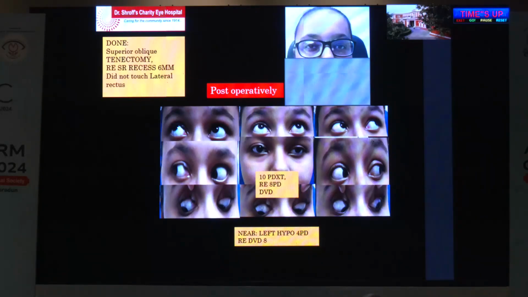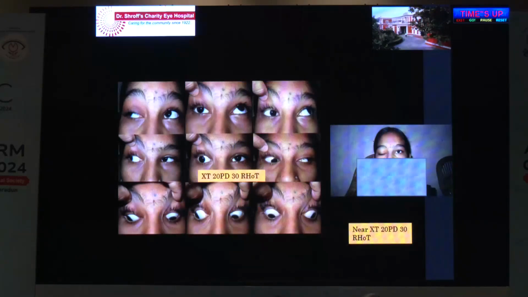Because there was also a DVD, I did a right superior rectus recession, because it's an A pattern and the superior rectus is an adductor in up gaze. So when you do a recession, you will get the A pattern corrected along with your DVD correction.